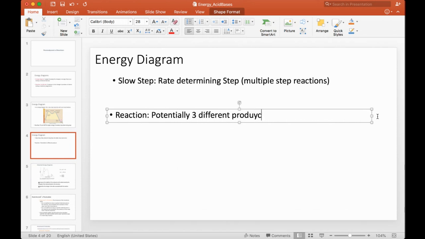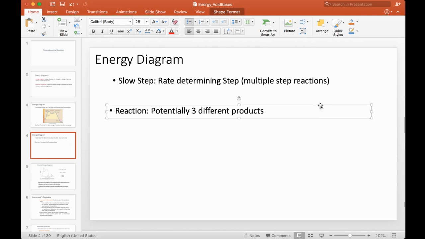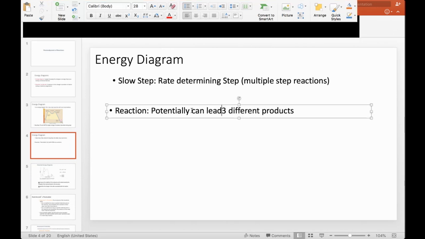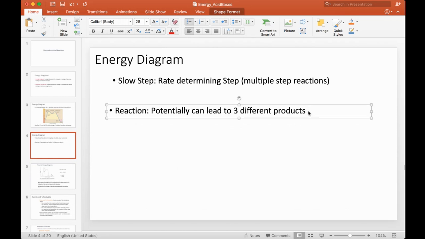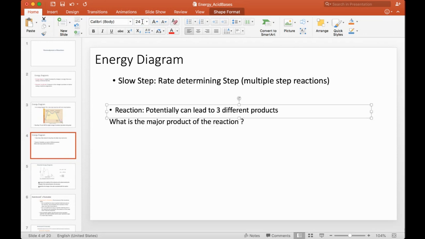Okay, and we'll see that in organic chemistry in the next semester. So if we have a reaction that potentially can lead to 3 different products, then you could ask the question of, okay, so what is the major product of the reaction? It's a pretty big question that you will face many times in OrChem next semester.